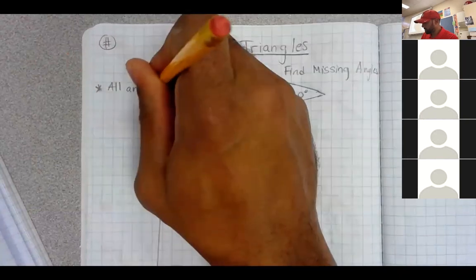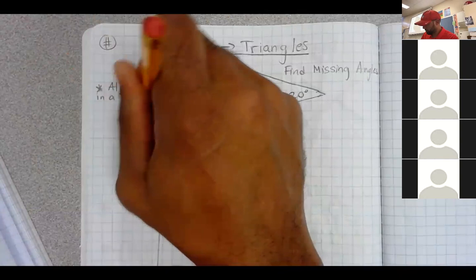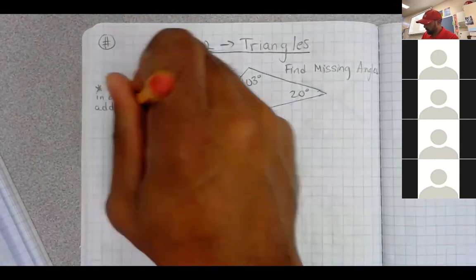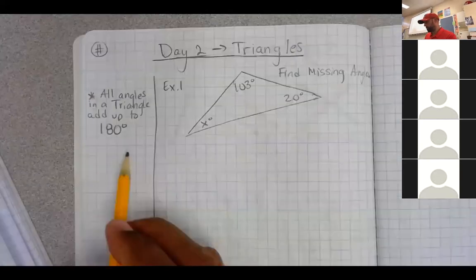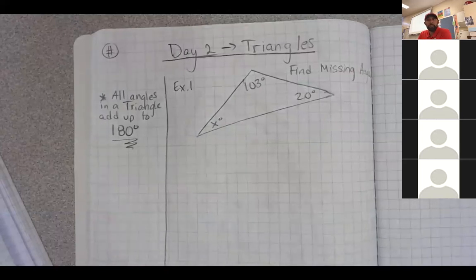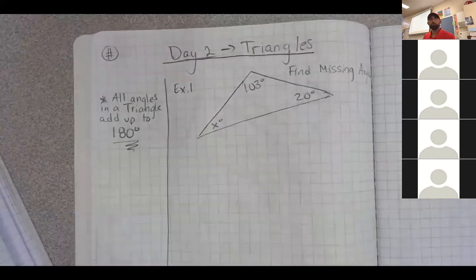All angles in a triangle add up to 180 degrees. So we're going to use that idea. We know that all angles add up to 180 degrees. So that'll help us find this missing one.